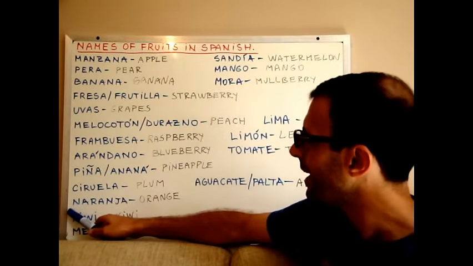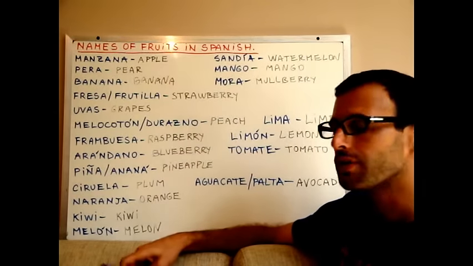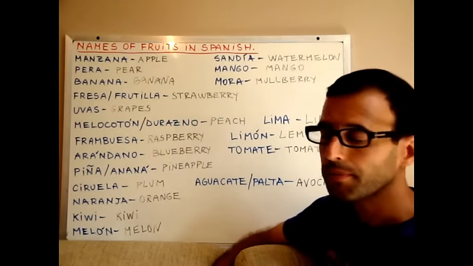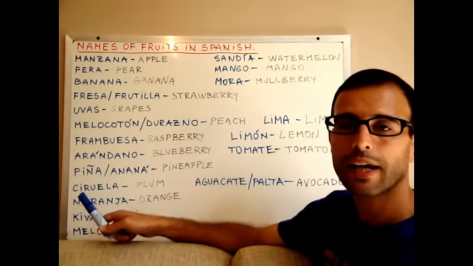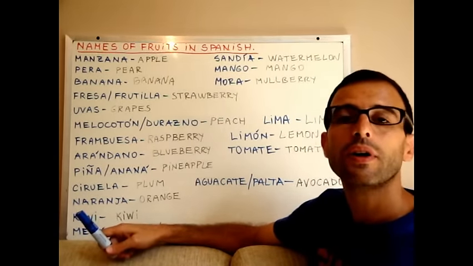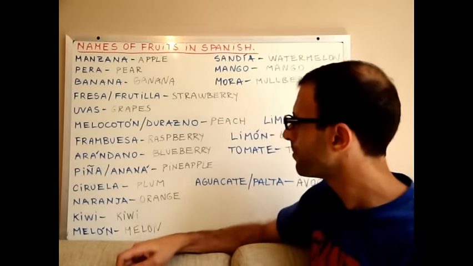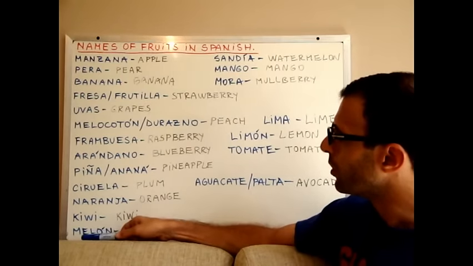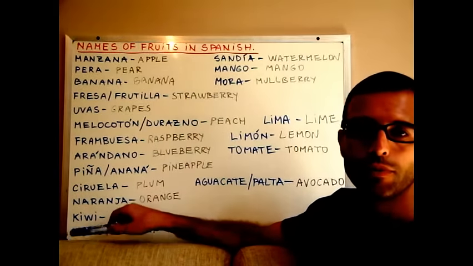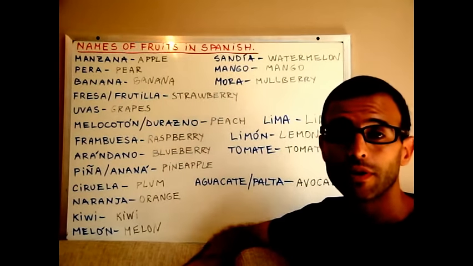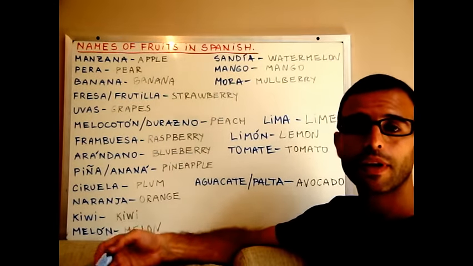Orange is naranja. And same as in English, the word orange can mean the fruit or the color, right? Naranja can be the color or the fruit. Kiwi is the kiwi. This is exactly the same. The word for melon is melón. So it's the same, but we just changed the accentuation, okay, to the last syllable. It's melón.